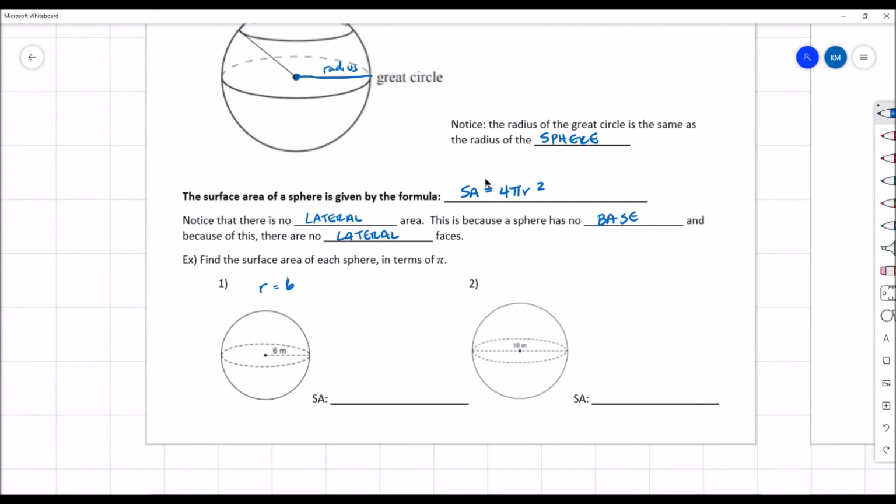First sphere, they give us the radius of 6 meters. So surface area equals 4 pi r squared. So 6 squared is 36. 4 pi times 36, and that should give us 144 pi. So the surface area of this first sphere is 144 pi meters squared.